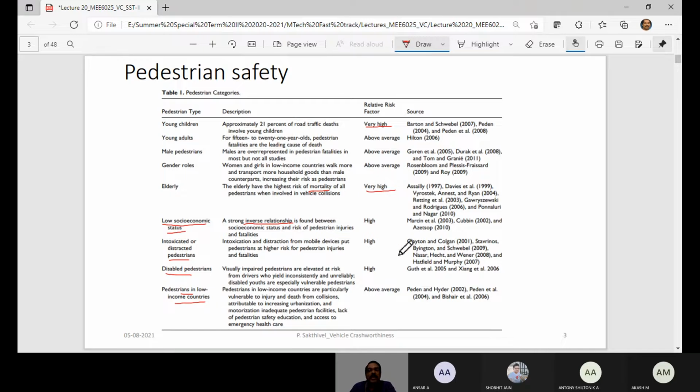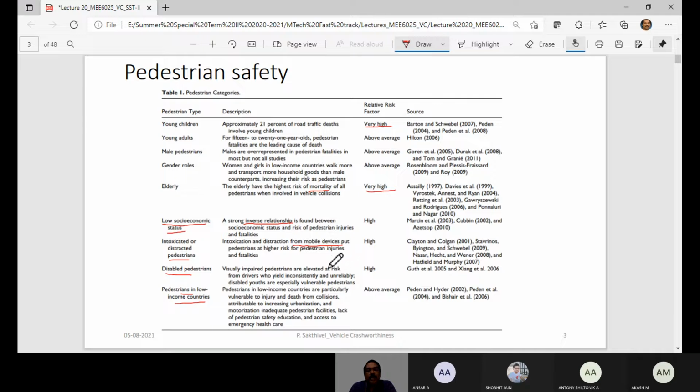Like that, you would understand. So intoxicated or distracted pedestrians. Intoxicated and distracted pedestrians, from what that means from mobile devices, are put at high risk. So when you drive, you have your mobile phone speaking.